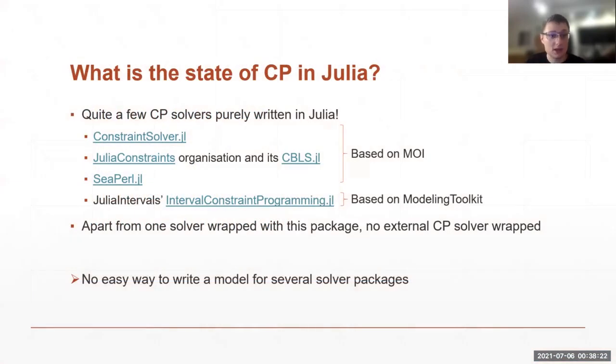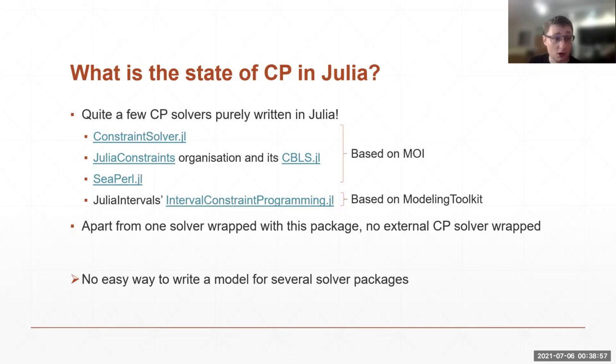But first, what's the state of constraint programming in Julia? Because usually when you're doing constraint programming, you're using different languages, such as usually Java. But you have quite a few CP solvers that are purely written in Julia. For example, ConstraintSolver and CPLEX are 2 different solvers purely written in Julia. You also have the CBLS interface from the JuliaConstraints organization. All of these 3 pieces of software are based on MOI, just like JuMP.